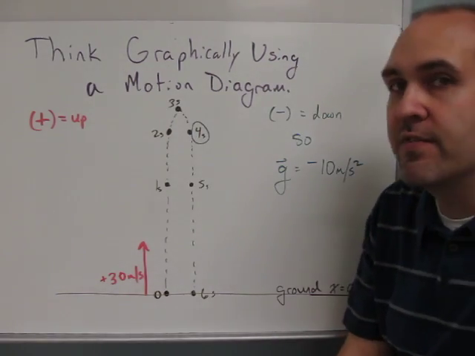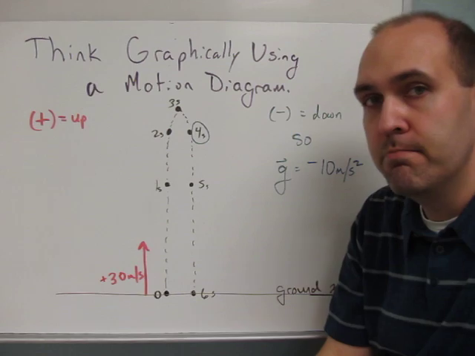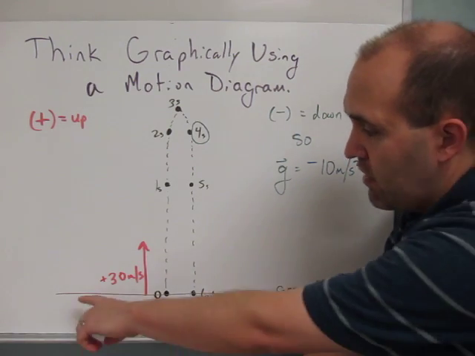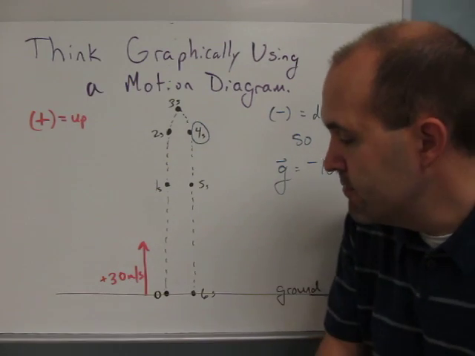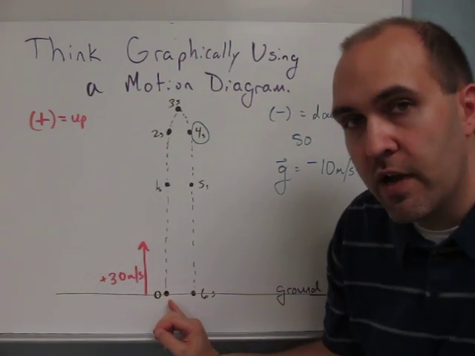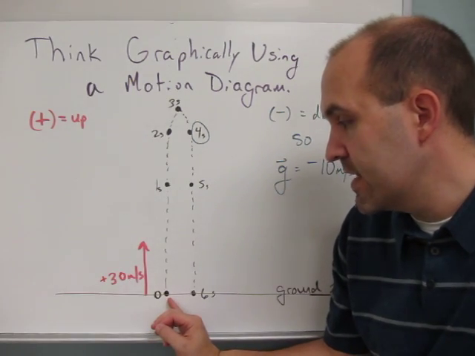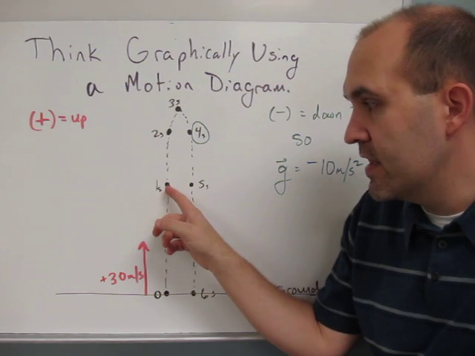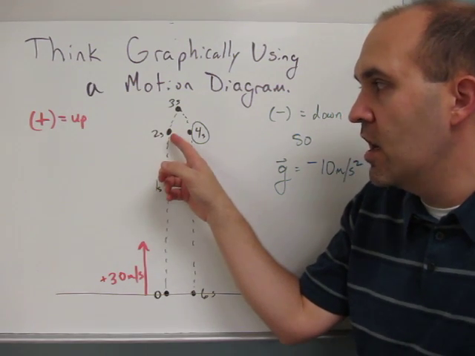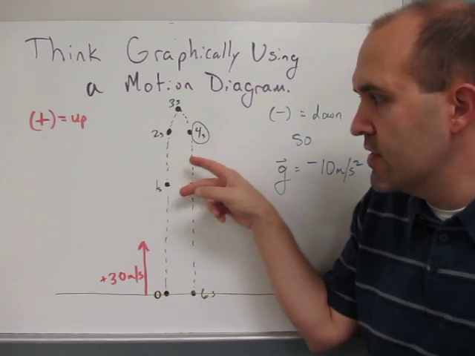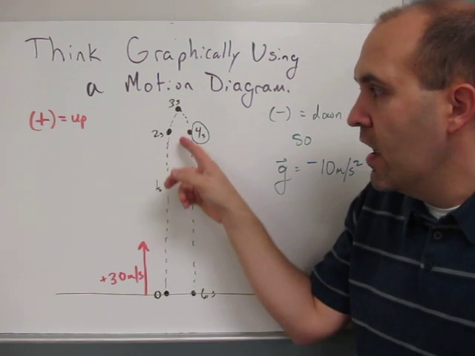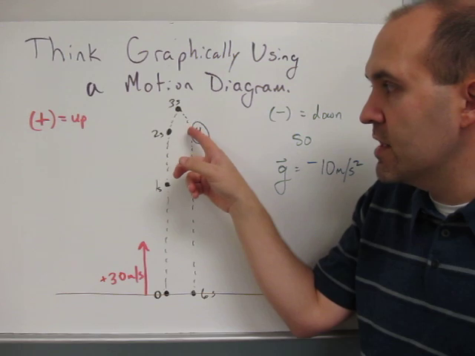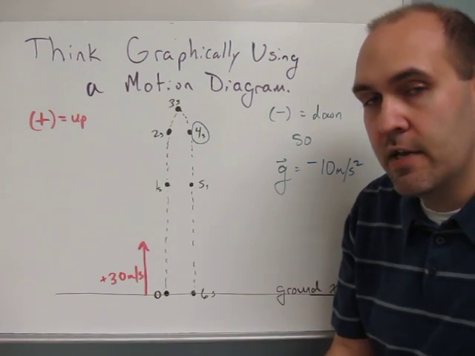Let's think about this graphically. We'll do it with a motion diagram. I have the ground down here. We'll call that position 0. And we'll start down here on the ground at 0 seconds. And then at 1 second, it's gone upward. At 2 seconds, upward again, but it's slowing. So you notice I put these dots closer together than between 0 and 1. And then at 3 seconds, and then eventually it starts coming back down on the other side.